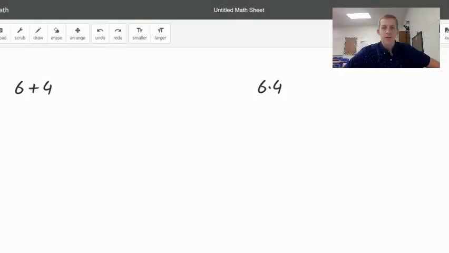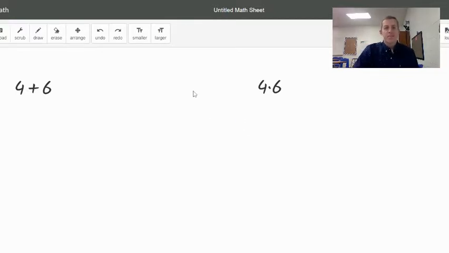and the associative properties of math. This basically means that you can rearrange numbers based on their operations. If you have two numbers, so 6 plus 4 here, or 6 times 4, you can actually move them and they'll still be the same answer. So in this example, it's going to be 10. Here, 6 times 4 is 24, just as 4 times 6 is 24.